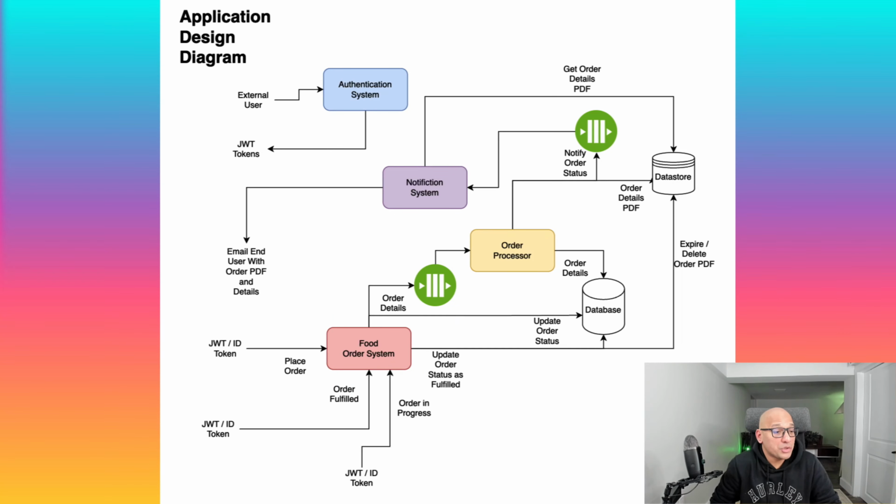Let's talk about the application. As we can see on the screen, this is the application design diagram. What we are doing here is coding a food application, or a food order system. So let's go over the different components in this architecture diagram and look at the workflow of what we're going to implement and how we're going to implement it.